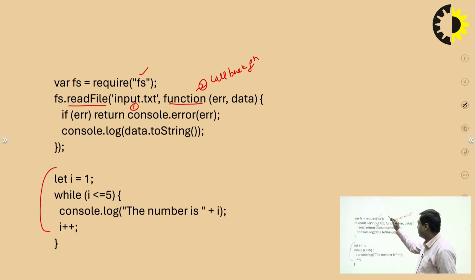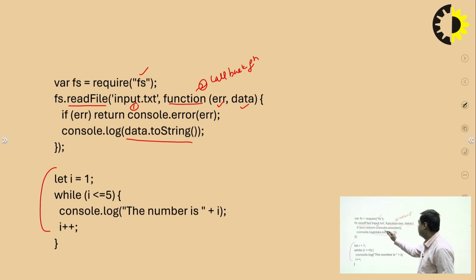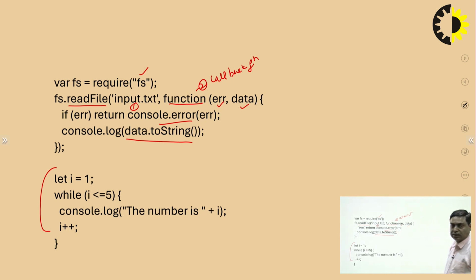When this program executes, it will look for this file and start reading it. If there is an error in the file, it will pass the error to the callback function. If there is no error, it will pass the content to the callback function. The job of the callback function is to display the data. If there is any error, it will display the error and the function will return.